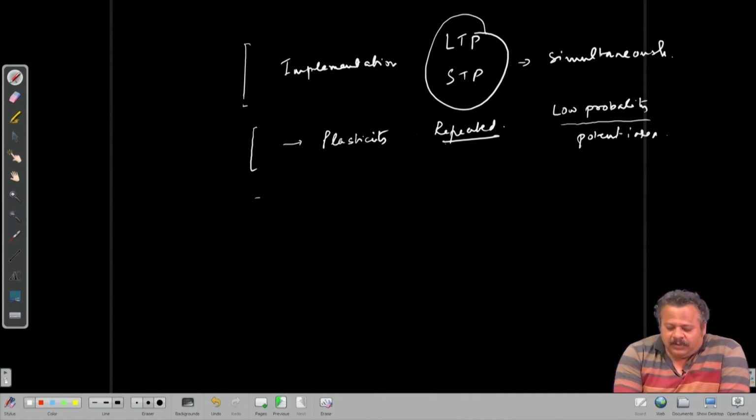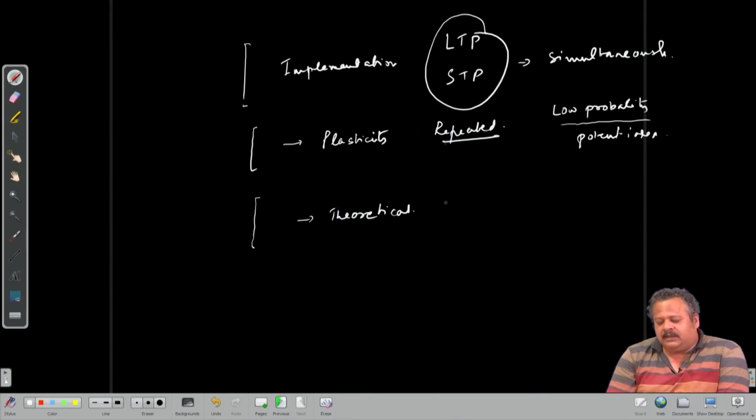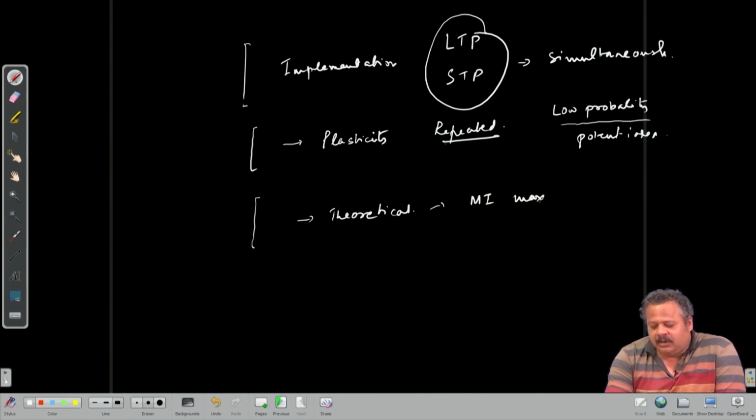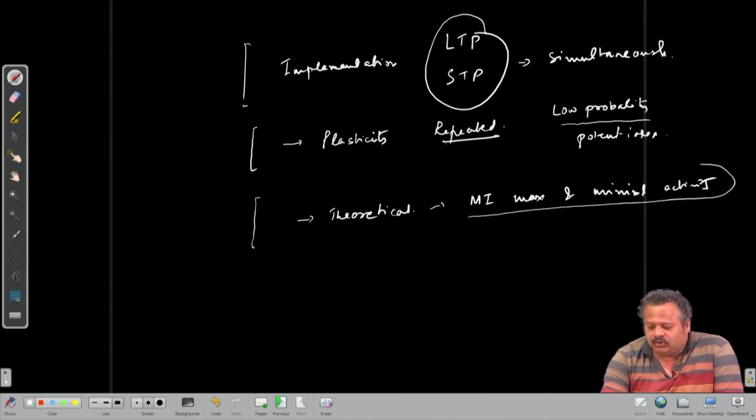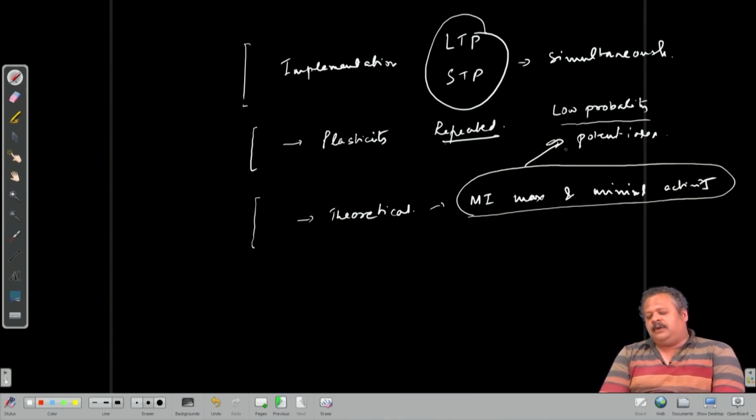That particular sound or that particular stimulus's representation is getting strengthened. So the low probability event is potentiated. Thirdly, we have a theoretical way of looking at the same problem and showing that actually with mutual information maximization and minimal activity, we can actually show this counterintuitive kind of plastic development in the cortex.